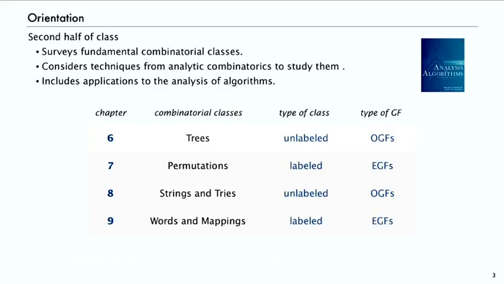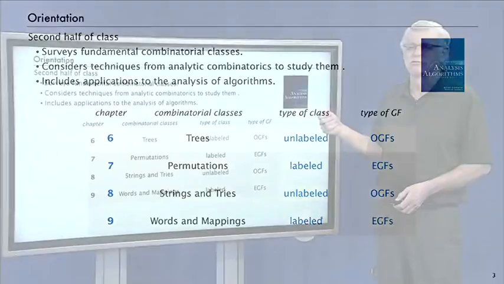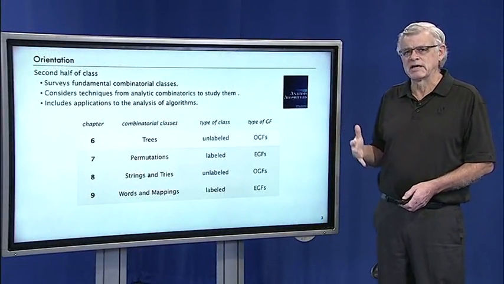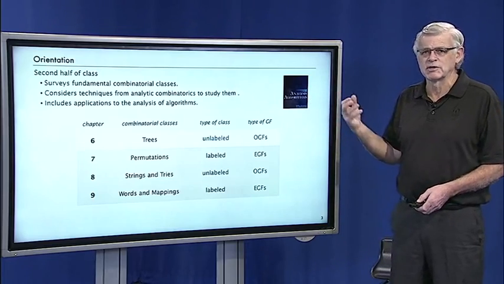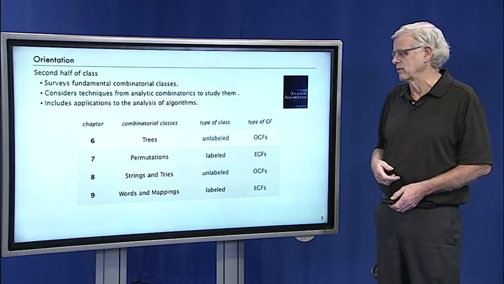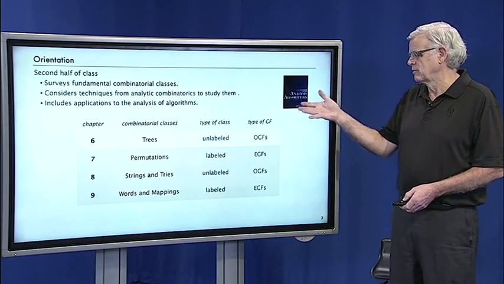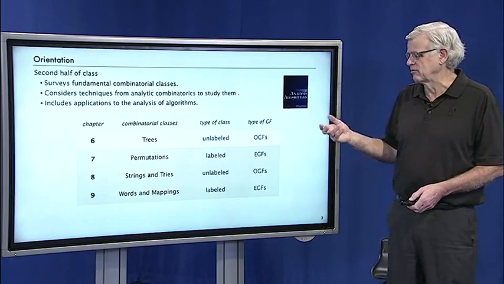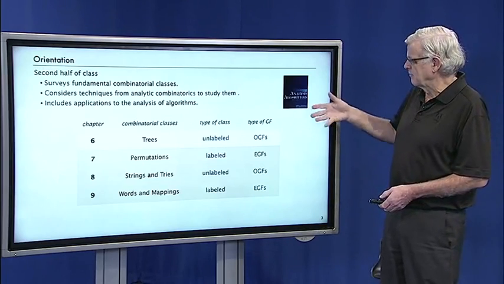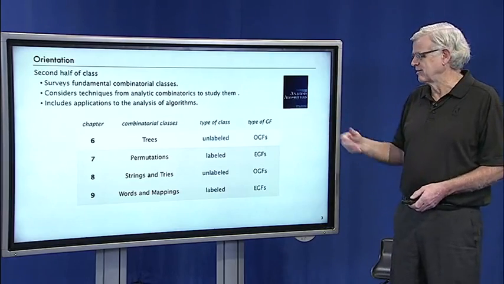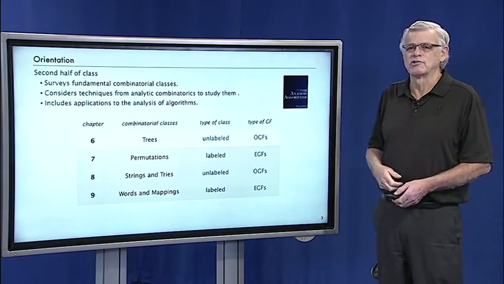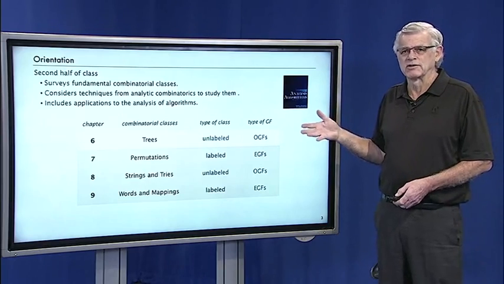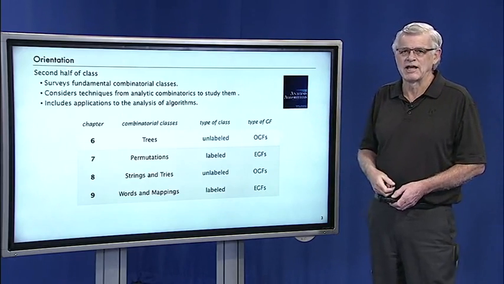And we're going to talk about some basic classic combinatorial classes with lots of applications. And we're going to look at techniques from analytic combinatorics that we use to study them, including applications to the analysis of algorithms. And this will bring us to really basic combinatorial classes with all kinds of applications: trees, permutations, strings and tries, words and mappings. And we'll be using labeled and unlabeled classes alternating with ordinary generating functions and exponential generating functions. Really applying all the mathematical techniques that we learned in the first half of the class.